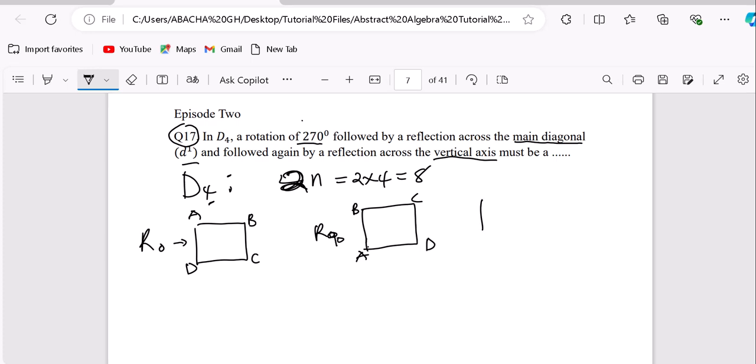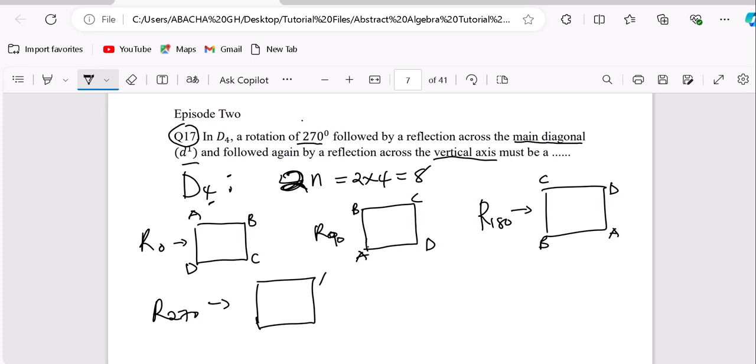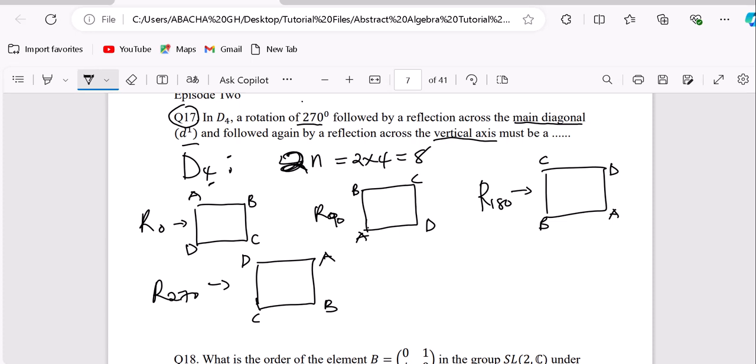So let's say the R180, that will mean A will now come here, D is here, C is here, and B is here. Now R270, then I'll have this box. So A will go up here, D will be here, C will be here, and B will be here. This is R270. Now they are saying that R270 and then a reflection across the main diagonal after the rotation of R270.